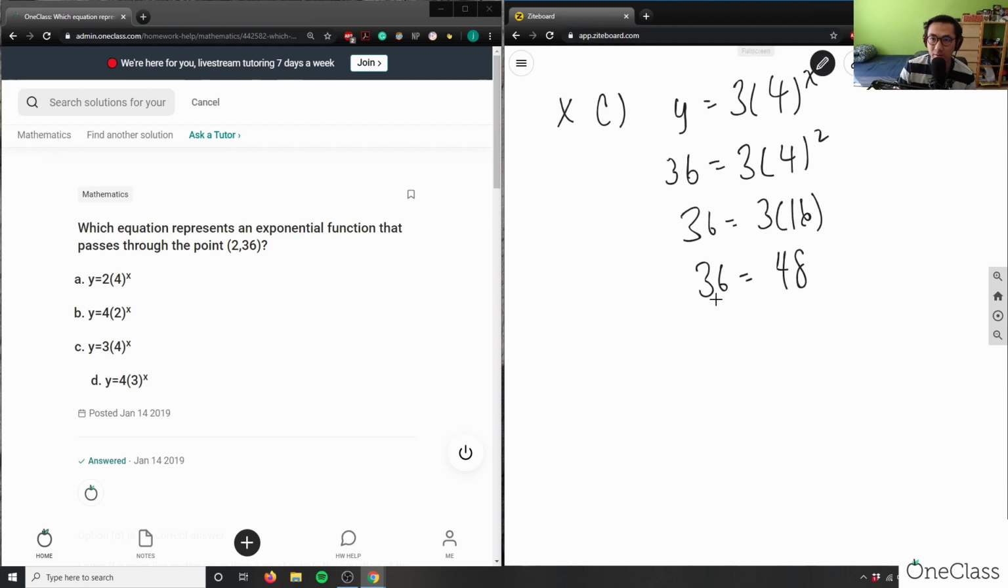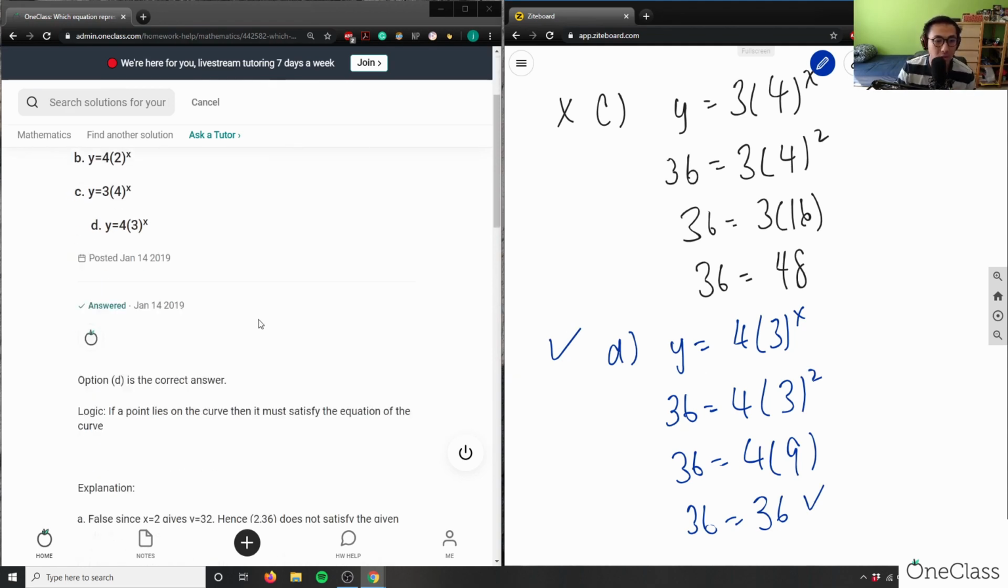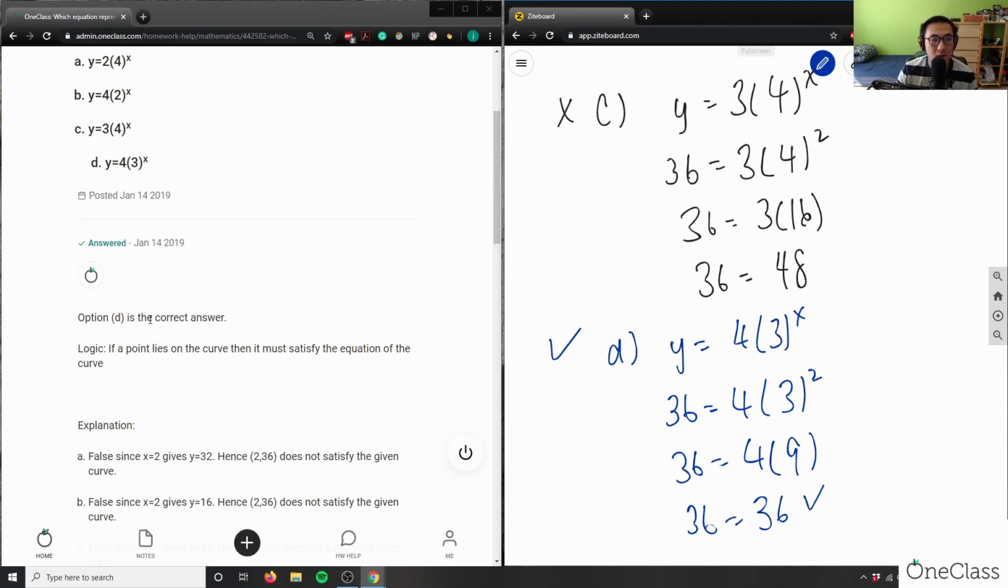So let me just verify that for you. I'll do some blue. D states that y equals 4 times 3 to the power of x. I know that y here is 36 equals 4 times 3 squared. 3 squared here is 9, and obviously 4 times 9 is 36. So D is my correct answer. It satisfies this exponential function that passes through (2, 36). So basically option D is the correct answer.